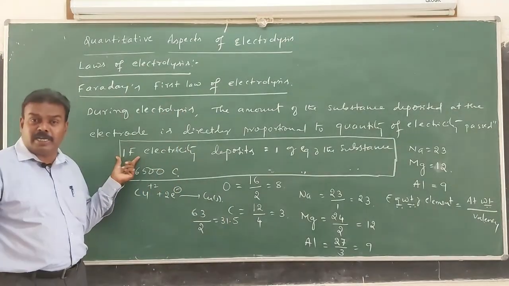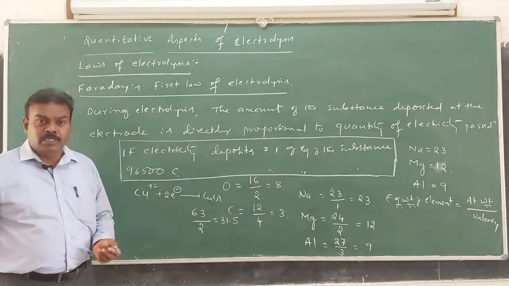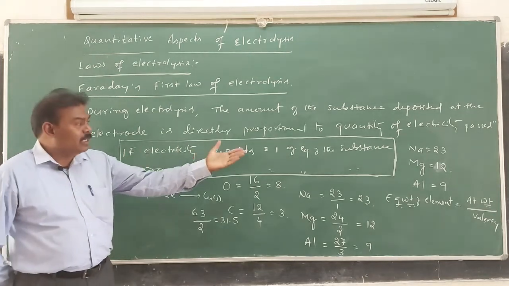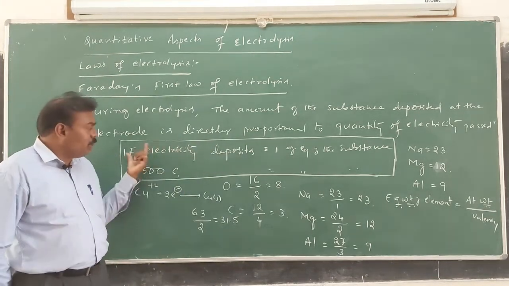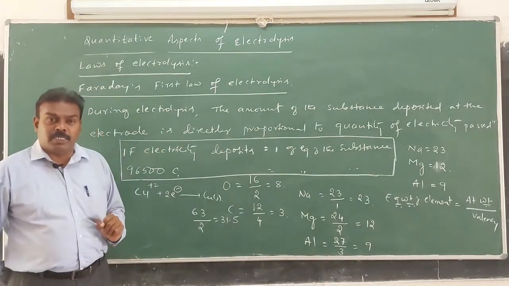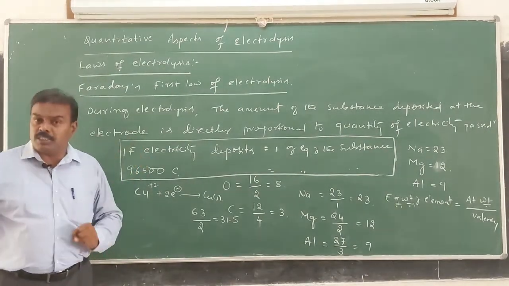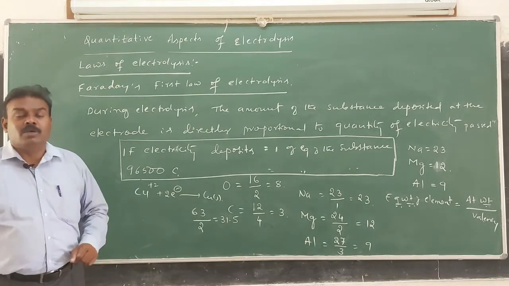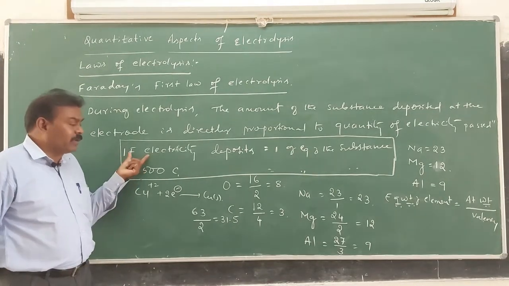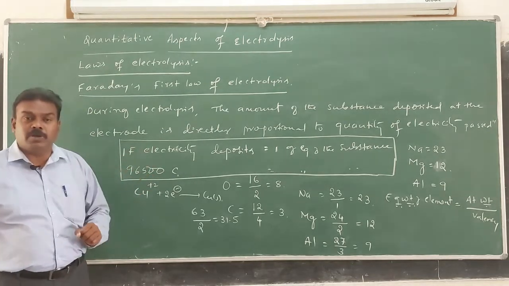If you pass 2 Faraday of electricity, how much substance is deposited? 2 equivalents. If you pass 3 Faraday, 3 equivalents. If you pass 10 Faraday, 10 equivalents. If you pass 100 Faraday, 100 equivalents will be deposited. For 1 Faraday, how much is deposited? 1 gram equivalent of the substance. Based on this, we can calculate the amount of substance deposited by passing a given quantity of electricity, taken either in terms of 96,500 coulomb or in terms of Faraday of electricity. This is very important.